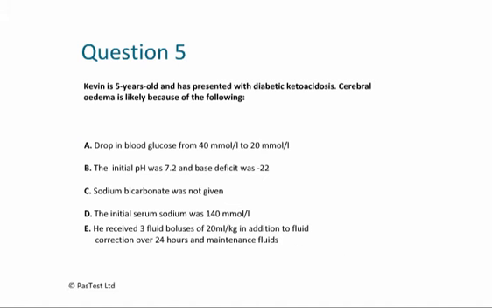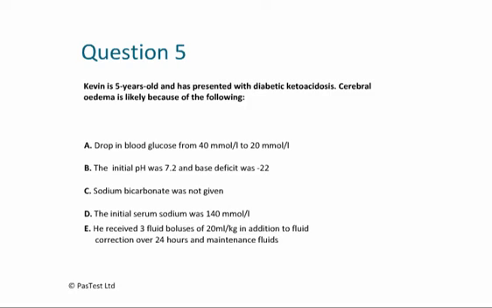Kevin is a 5-year-old child and has presented with diabetic ketoacidosis. Cerebral edema is likely because of the following. A. A drop in blood glucose from 40 millimoles per litre to 20 millimoles per litre. B. The initial pH was 7.2 and the base deficit was minus 22. C. Sodium bicarbonate was not given. D. The initial serum sodium was 140 millimoles per litre. E. He received 3 fluid boluses of 20 mils per kilogram in addition to fluid correction over 24 hours and maintenance fluids.